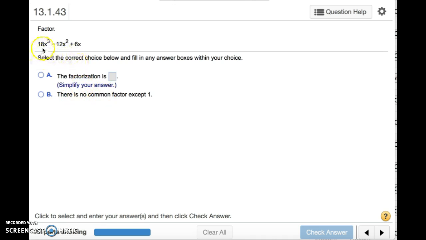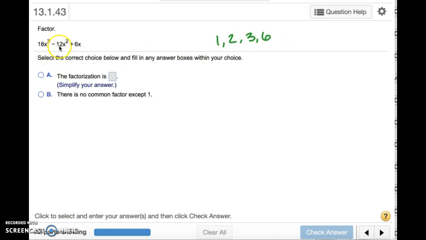Factoring out the greatest common factor is the same process if you have a trinomial. And again, this is called a trinomial because this time I have 3 terms. So I'm going to look at 18, 12, and 6. The smallest of those is 6. 6 has factors of 1, 2, 3, and 6. I'm going to start with my biggest number of 6.